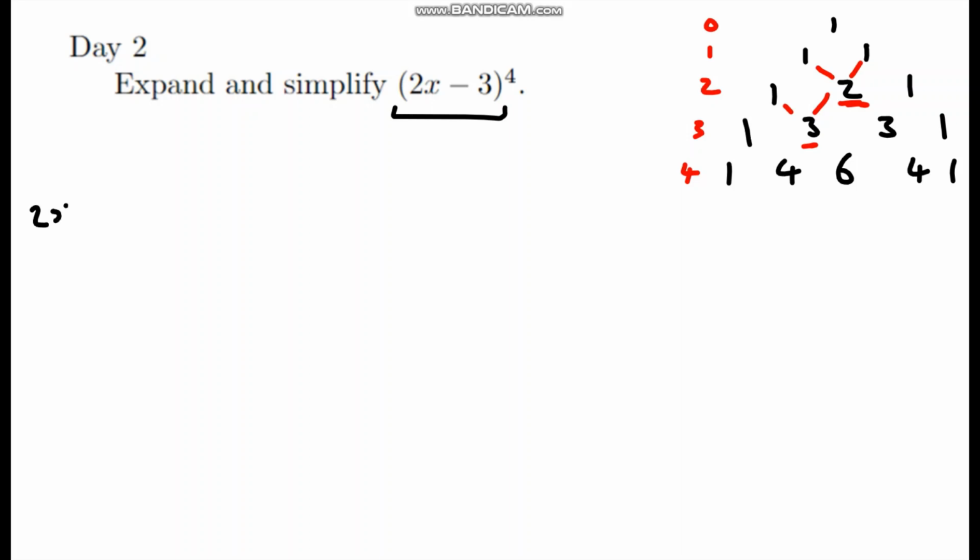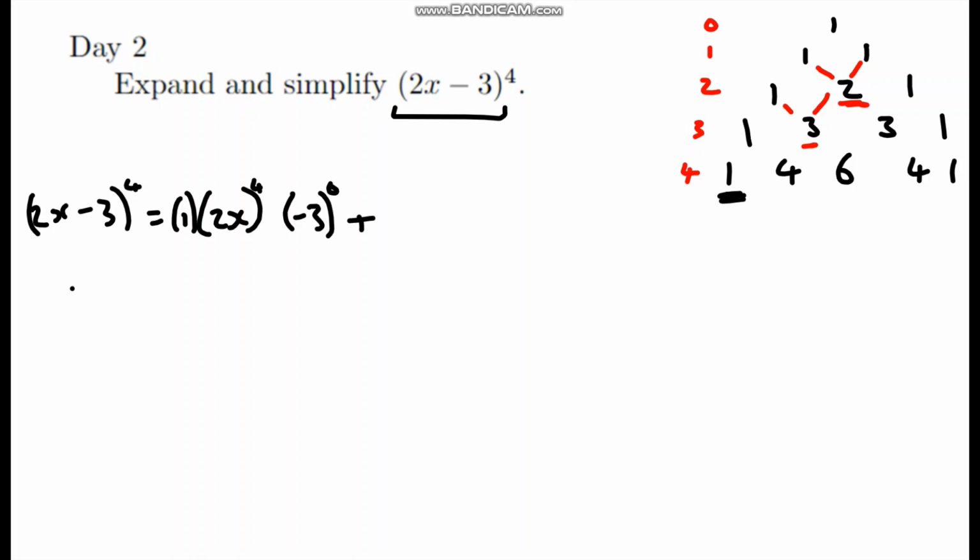So, 2x take away 3 to the power of 4. We're going to take the first term, take that to the power of 4. The second term, take that to the power of 0, and multiply it by our coefficient, as in the first part of our Pascal's triangle. We're then going to add on the next coefficient, and we'll take the first term, and instead of it being power 4 this time, we're going to reduce it by 1, so it's going to be power 3, and our next term, we're going to increase the power by 1.